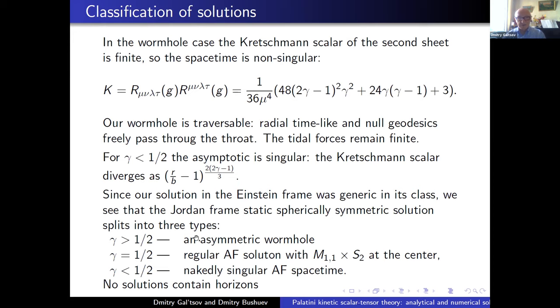So finally, our answer is that the whole class of generic solutions of our Palatini kinetic theory is the following. It is either an asymmetric wormhole, asymmetric because one asymptotically flat region is usual Minkowski space, but the internal space is not Minkowski. It is not asymptotically Minkowski, it is asymptotically non-flat, which was described above. So part of the solutions is asymmetric wormholes. Part of the solutions are naked singularities, also asymptotically flat. And between them is a regular soliton solution, and no solution contains a horizon.